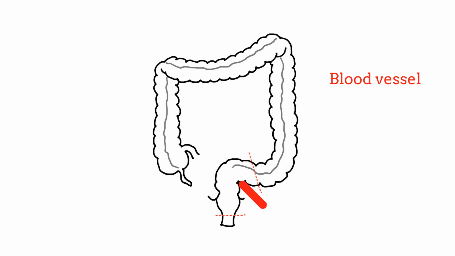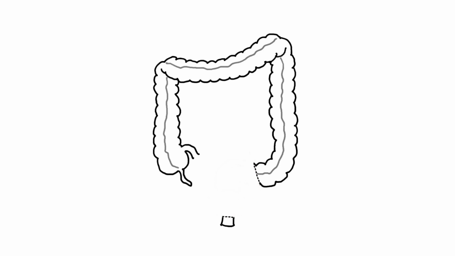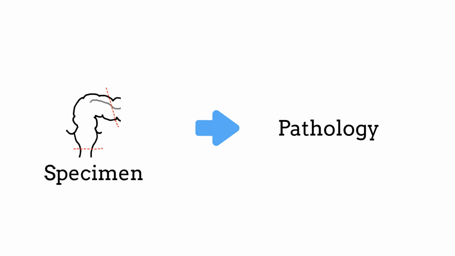The main blood vessel supplying the rectum will be divided and taken with the rectum. Lymph nodes lie along the blood vessel and bowel. These are important for staging in cancer. Next, the bowel is cut and removed. The healthy ends of the intestine will then be reconnected with tiny staples or sutures. The entire specimen is sent to the pathologist, who slices up the tissue to look for disease.